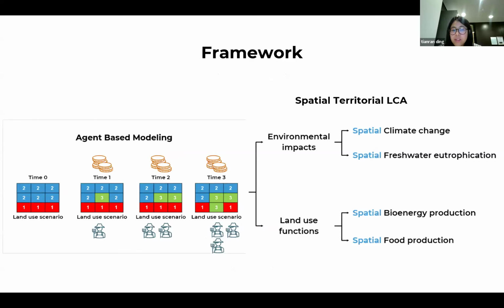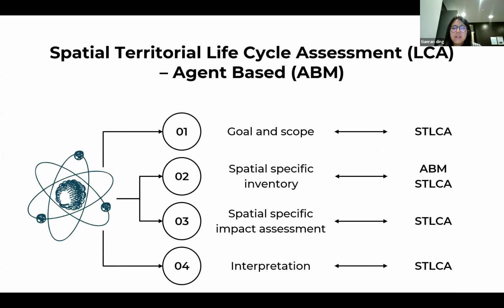So we start by using the simulation to see the future land use, and then we evaluate with the spatial territorial LCA. This structure is from the LCA structure, but specifically for the inventory, we will obtain our land use scenario from agent-based modeling, and then we evaluate with the inventory assessment and impact assessment.